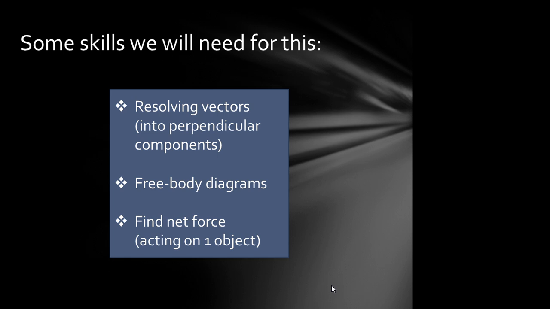The first is being able to resolve a vector, taking a vector and splitting it up into two perpendicular components. Familiar with that? Okay, if you're not, it's time to get lots of practice to be good at this. Alright, drawing free body diagrams: isolate an object, sketch all the forces acting on it, and apply dynamics rules to it. And of course, by applying dynamics rules, I mean find the net force on it, right? And hence its acceleration. So these are the skills we'll need for an object moving in circular motion.